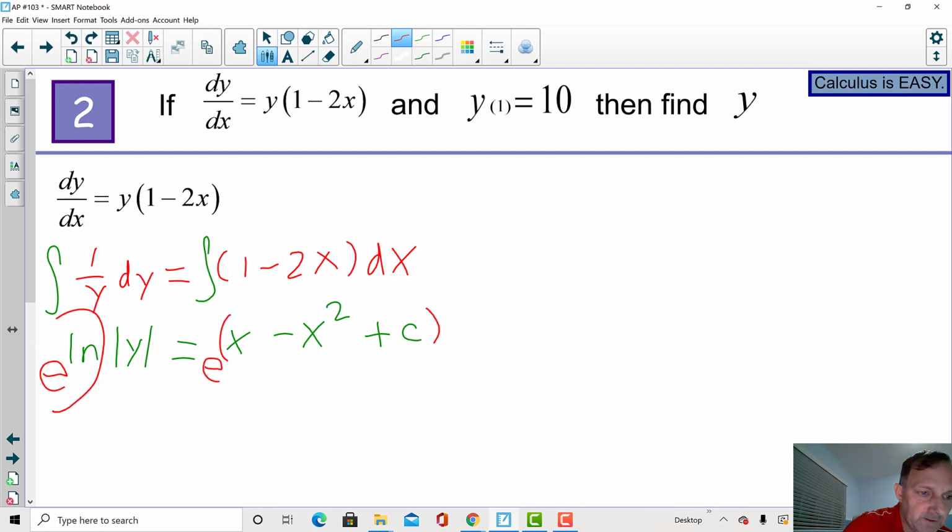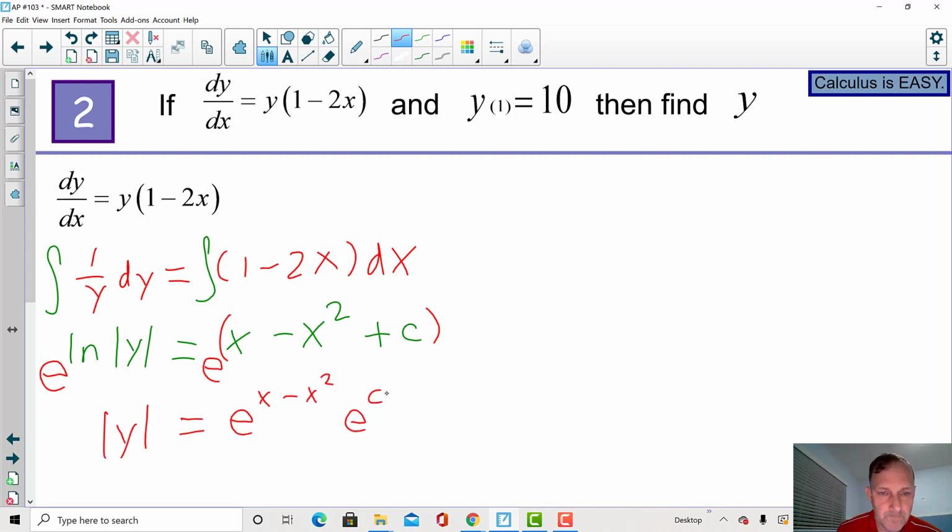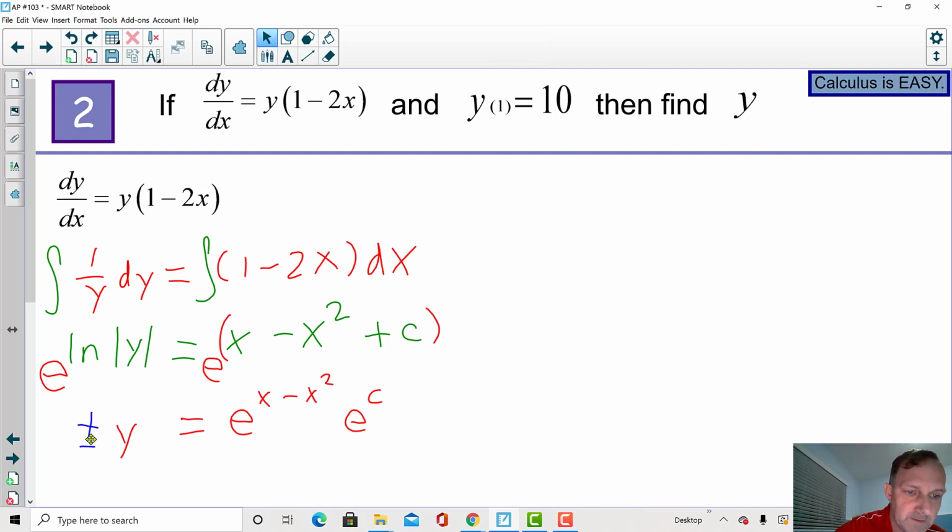E to the log base e is going to cancel, so that's just going to give us absolute value of y. I'm going to write the right side as e to the x minus x squared times e to the c, because this is ultimately just going to be a constant. Before I change it into a constant, I'm going to get rid of these absolute values here. All I have to do is put a plus or minus in front. There we go. And we can move that to the other side.